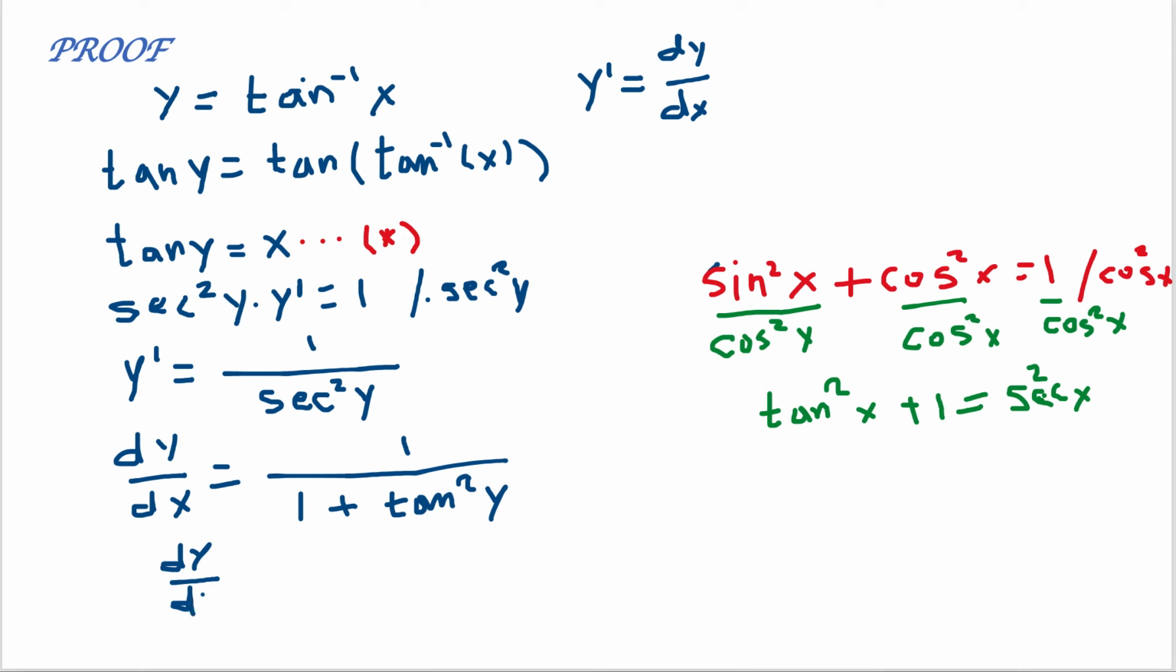So dy over dx, our derivative, is equal to 1 over 1 plus, but instead of tangent square y, we already see in the equation marked with a star that tangent y is equal to x, so tangent square y is equal to x squared. And now we have proved that the derivative of inverse tangent x is equal to 1 over 1 plus x squared.